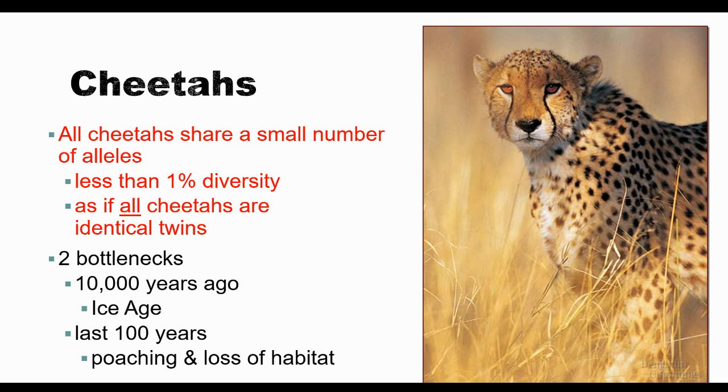Cheetahs are a good example. All cheetahs share a small number of alleles, less than 1% diversity. It's as if all cheetahs are basically identical twins. We think this is because of two separate bottlenecks, 10,000 years ago at the end of the Ice Age, and then the last about 100 years ago due to poaching and loss of habitat. So based on their genetic information, based on looking at different mutations, we're pretty sure about when those two bottlenecks would have occurred.